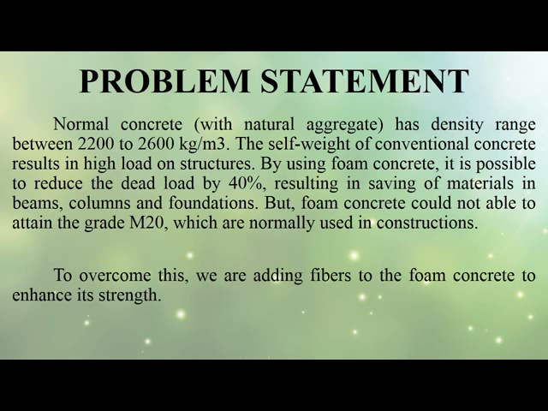Problem statement: normal concrete with natural aggregate has density ranging between 2200 to 2600 kg per cubic meter. The self-weight of conventional concrete results in high load on structures. By using foam concrete, it is possible to reduce the dead load by 40%, resulting in saving of materials in beams, columns, and foundations. But foam concrete could not attain M20, which is normally used in construction. To overcome this, we are adding fibers to foam concrete to enhance its strength.